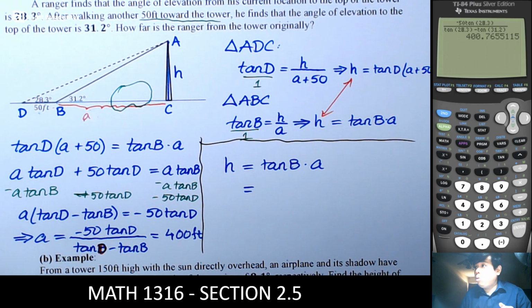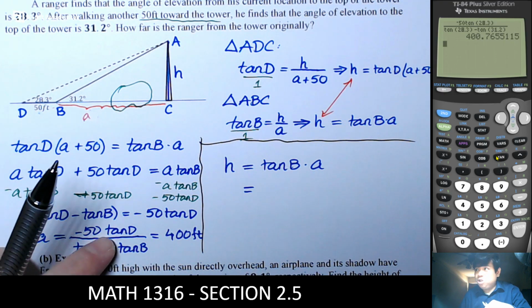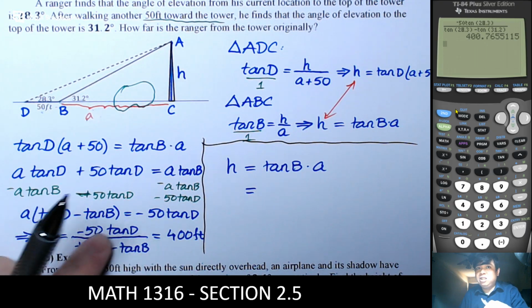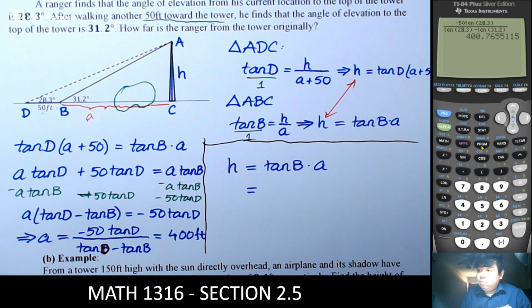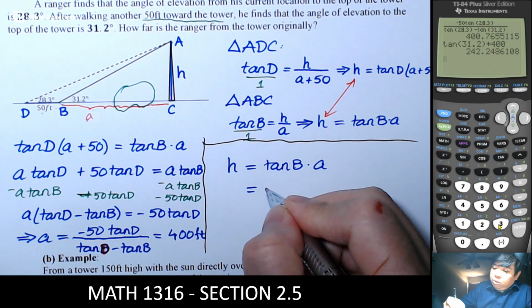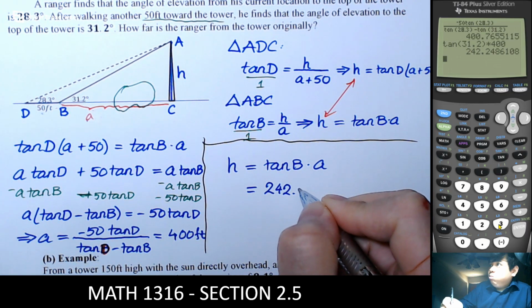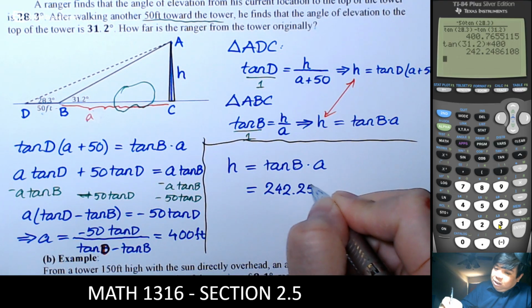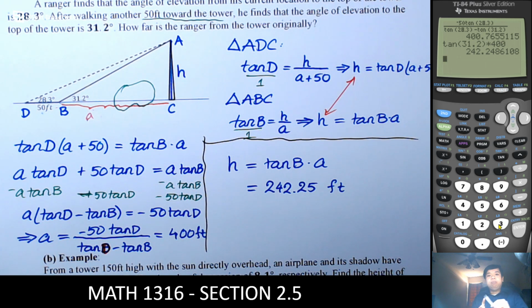Tangent of B is 31.2. So tangent of, make sure that it is in degree mode. We should check for it before we actually do this. Now, tangent of B, 31.2, times A. A is about 400. And we have 242.25 feet. So this is a very nice application.